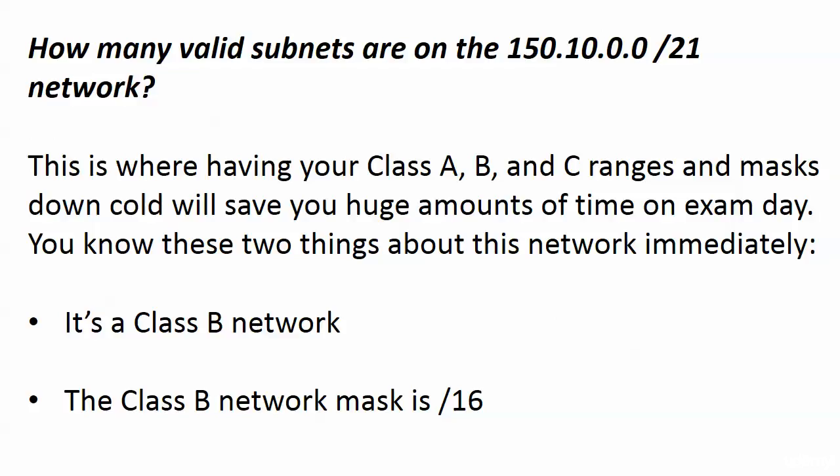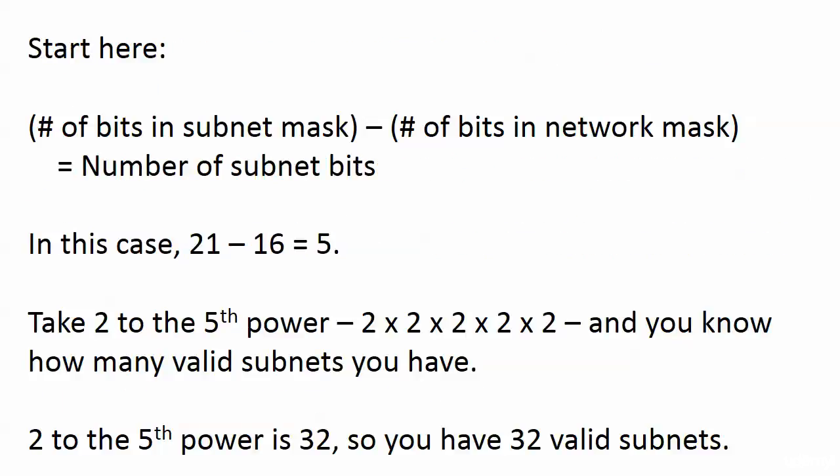Because you can look at that at this point and say, okay, I know two things about that immediately. First off, I know it's a class B network. Second, I know the class B network mask is /16. So what am I going to do with that information? Well, if you take the number of bits in the subnet mask and you subtract the number of bits in the network mask, you have the number of subnet bits. You don't have to write anything out.